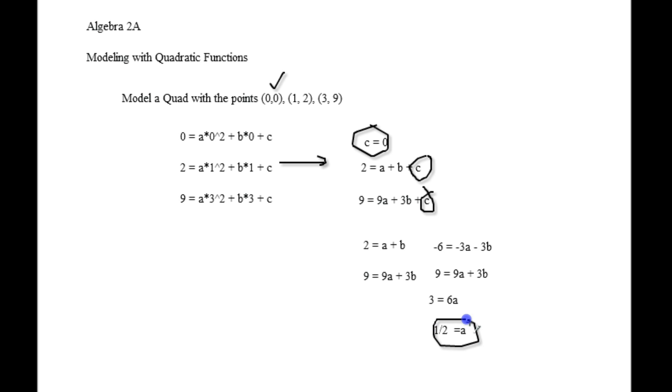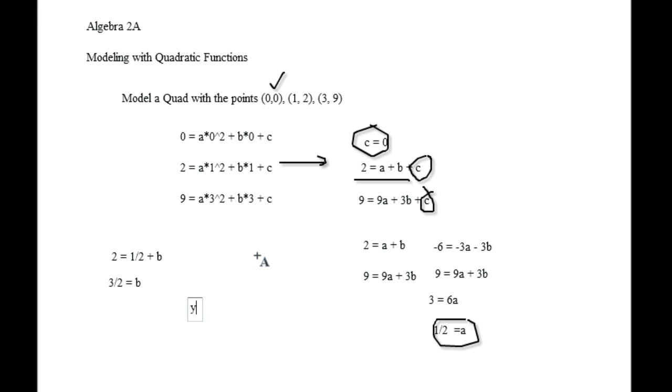Now I have another value of the variable, and you'll see where I'm going. So I got c is 0, a is 1/2. Now I just need to find b. So I'm going to go back and use this equation. 2 equals 1/2 plus b. I subtract 1/2 from both sides, and I get 3/2 equals b. So where do I go with all this information? I have a, I have b, and I have c.